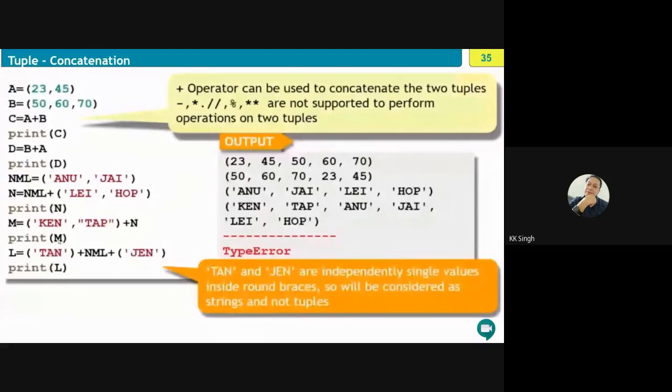NML is okay because NML is Anu and Jan. That is right. But 10 and Jen, which we considered tuples, our thinking is completely wrong. These are strings, and strings cannot be concatenated to tuples. And that is why it gives the type error.